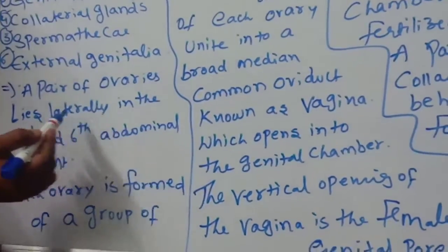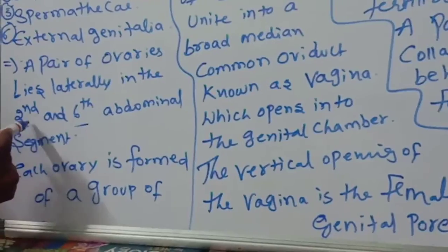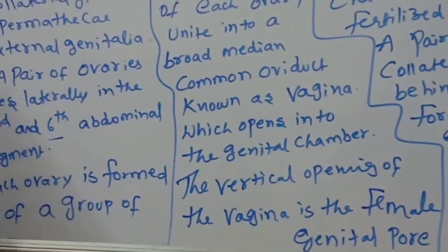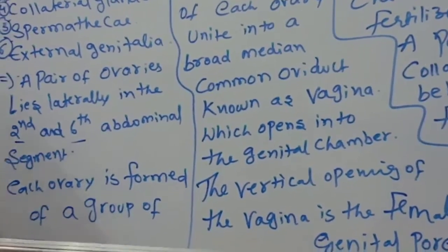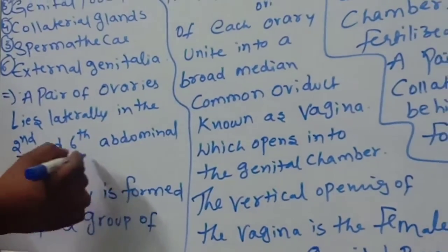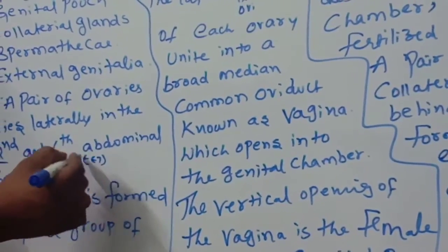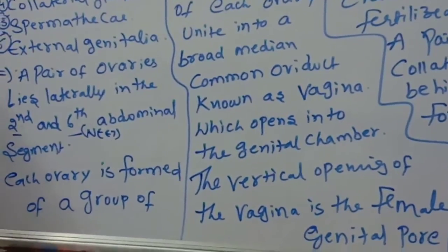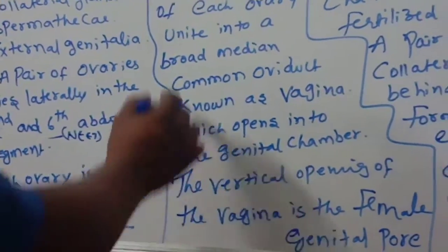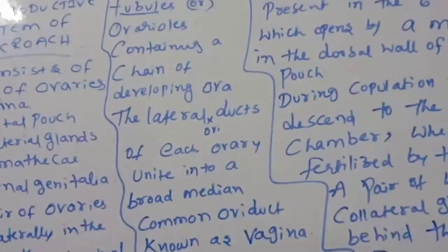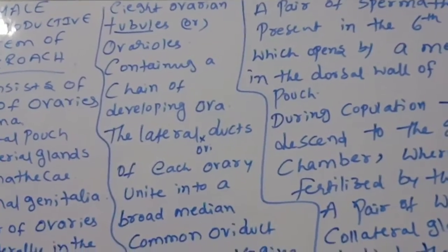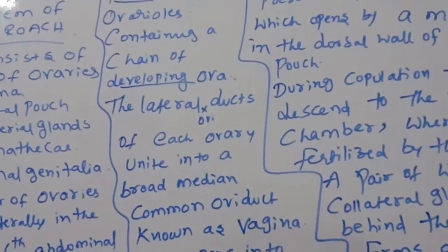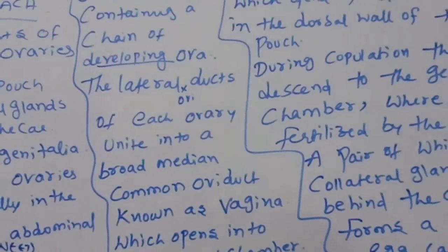So a pair of ovaries lies laterally in the second and sixth abdominal segment. So which segment? This is the neat bit. Where the ovaries are present in the cockroach: in the second and sixth abdominal segment. Each ovary is formed of a group of 8 ovarian tubules, or ovarioles, containing a chain of developing ova.